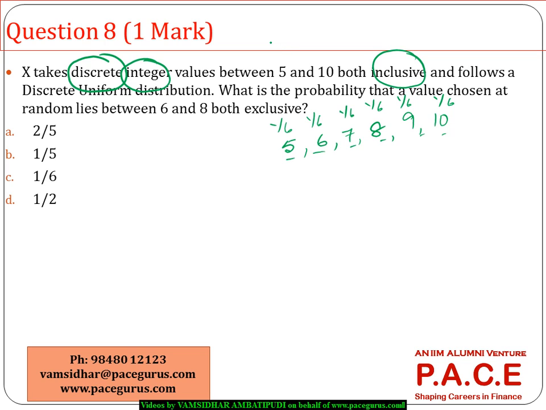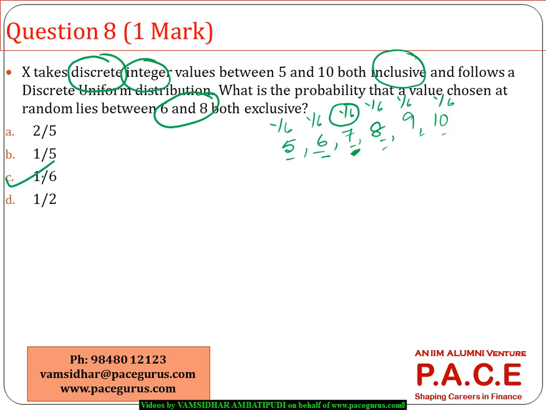What is the probability that a value chosen at random lies between 6 and 8, both exclusive, so it does not include 6 and 8, only 7. So what is the probability of getting just a 7? Straightforward, 1 by 6 is the probability of getting a 7, which means I am marking the option choice C as the answer.